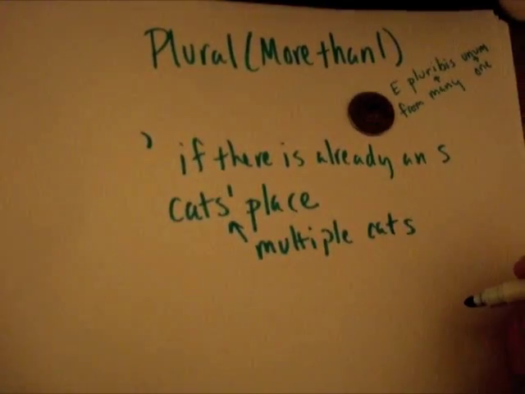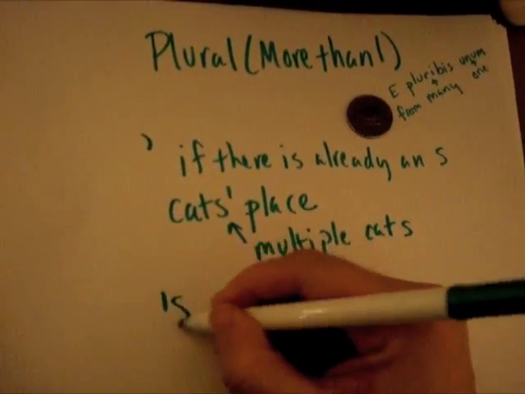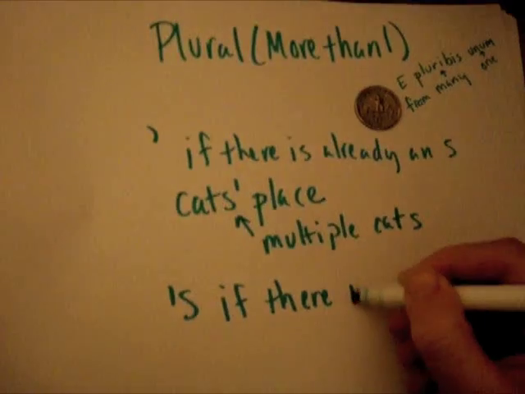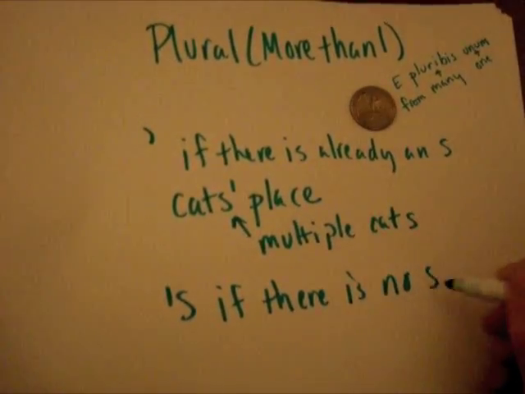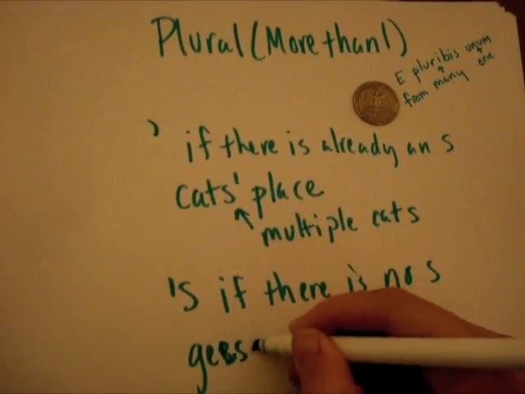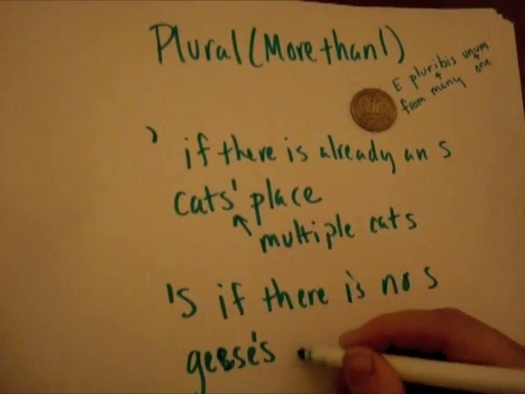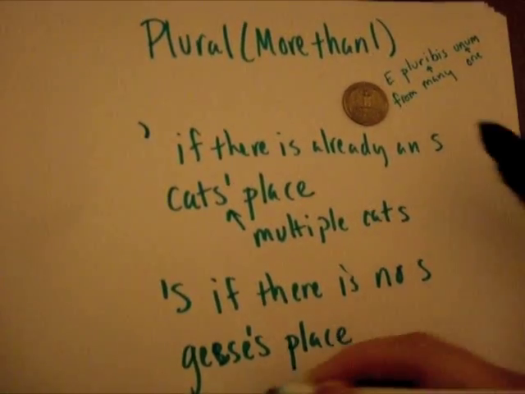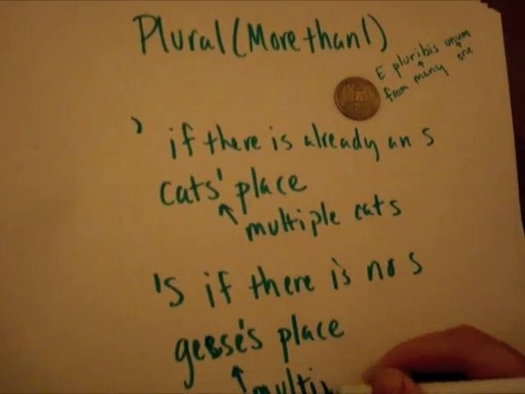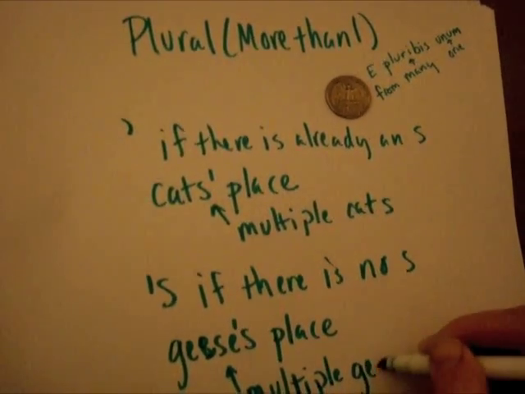There are multiple cats. I use an apostrophe S on the plural if the plural word does not already end in an S. So let's take the word geese that does not end in an S. I would say it's the geese's place if I were talking about many geese or lots of individual goose gathered together.